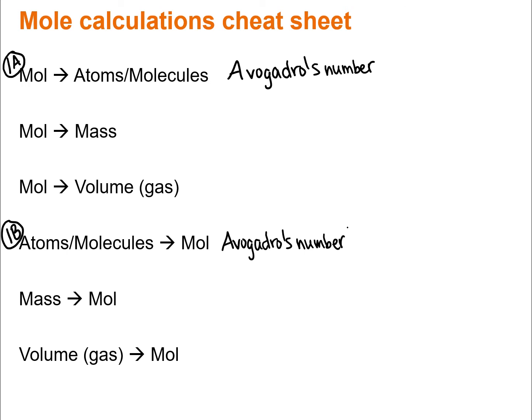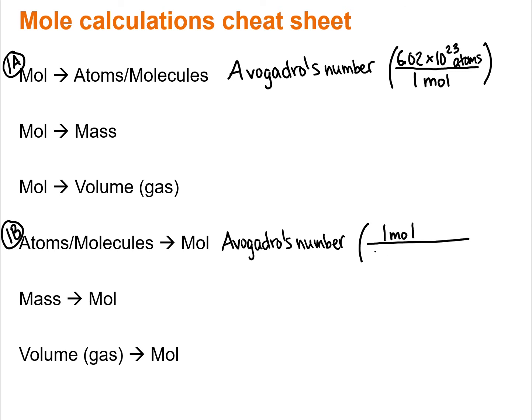But the unit factor is different. If we're trying to go from moles to atoms, then we're going to put moles at the bottom and Avogadro's number at the top. If we're going from atoms or molecules to moles, we're going to flip that over. So I'm just writing atoms, but it's the same thing for molecules.